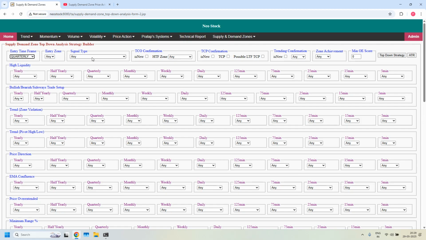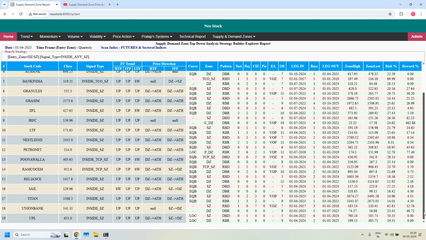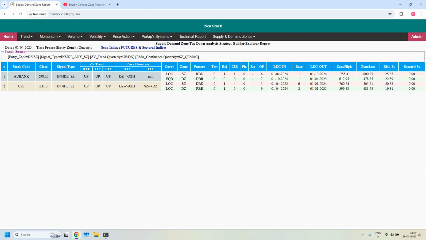Quarterly time frame, price closed inside the quarterly supply zone. First 15 stocks in the list. Scrolling the list down. Total 19 stocks are filtered. We can further filter this list based on quarterly supply zone having quarterly EMA confluence. And also the trend on the quarterly should not be sideways, it can be up or down. So we got 2 stocks.